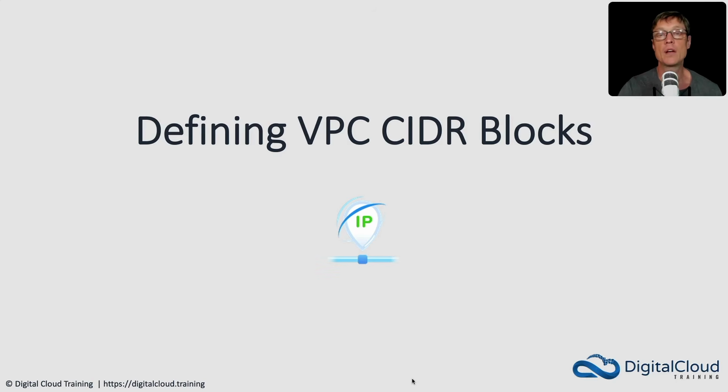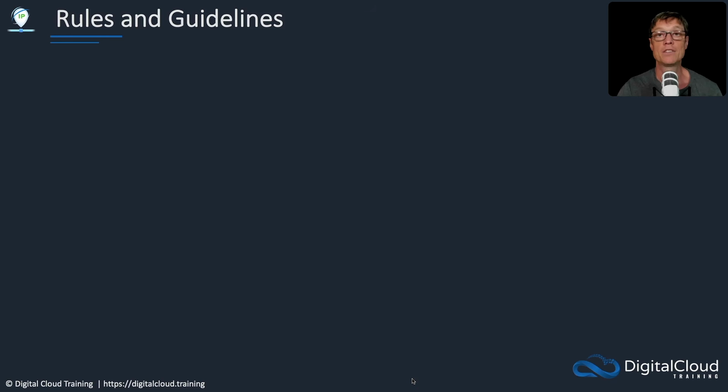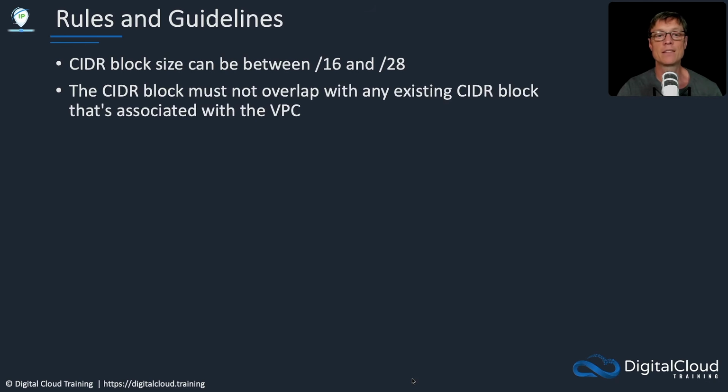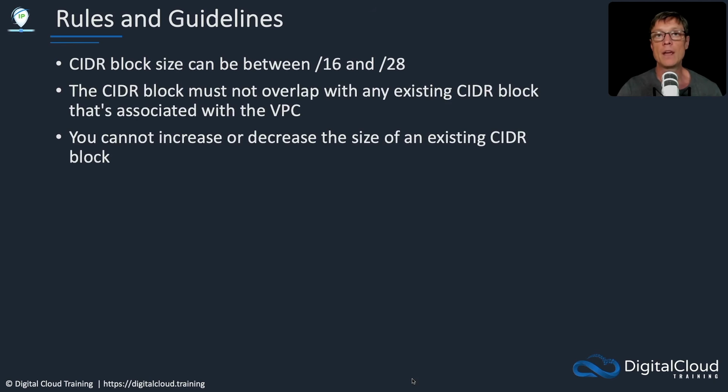In this lesson, we're going to look at what we need to do to define the CIDR blocks we're going to use, a few of the rules and guidelines and best practices. So first, the rules and guidelines, and these come from AWS. The CIDR block size can be between a /16 and /28 subnet mask. It cannot overlap with any existing CIDR block that's associated with the VPC, and you cannot increase or decrease the size of an existing CIDR block, so you must get it right from the beginning.